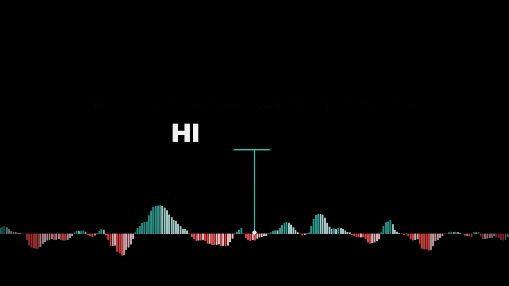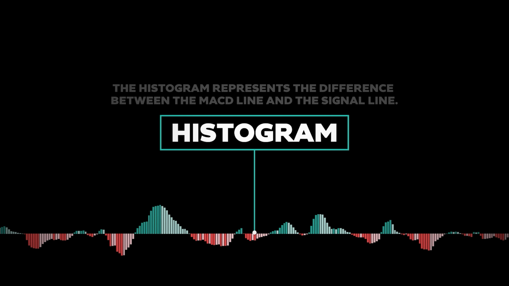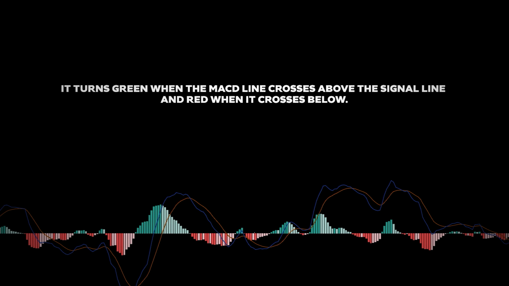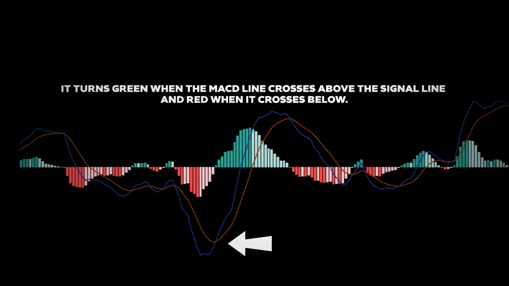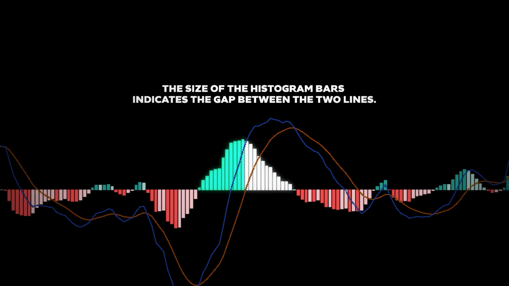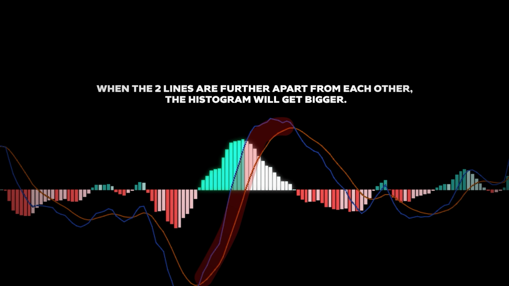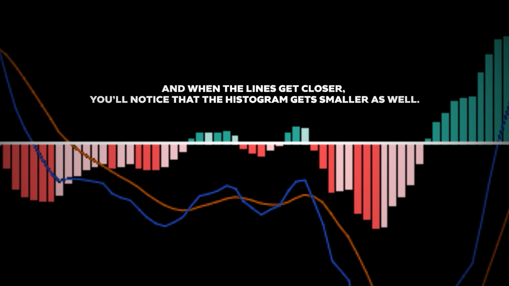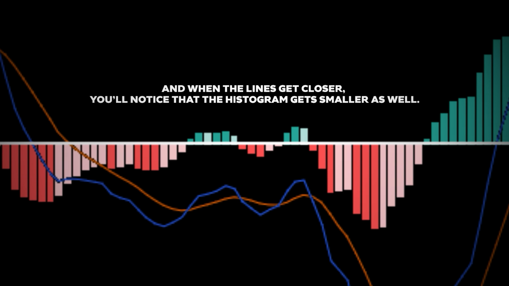Then we have the histogram. These colorful bars represent the difference between the MACD line and the signal line. These bars turn green when the MACD line crosses above the signal line, and red when the MACD line crosses below the signal line. The size of the histogram bars indicates the gap between the two. When the two lines are farther apart from each other, the histogram will grow and get bigger. And as the lines get closer, the histogram gets smaller as well.